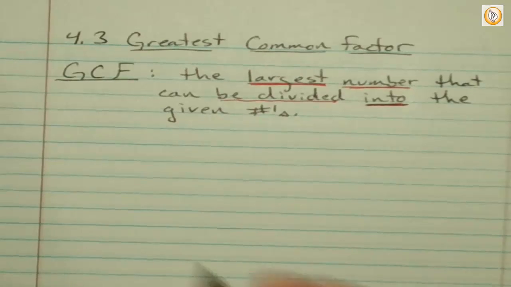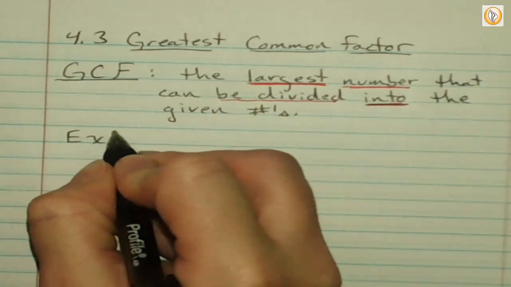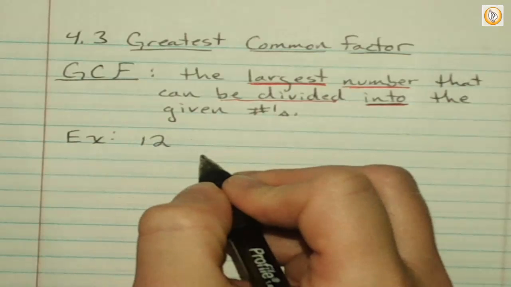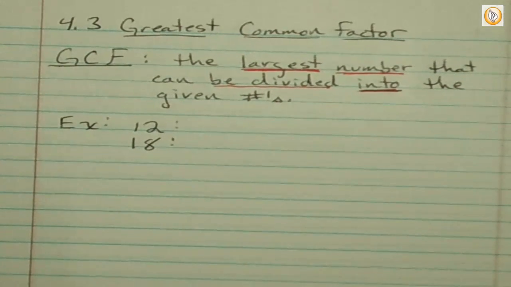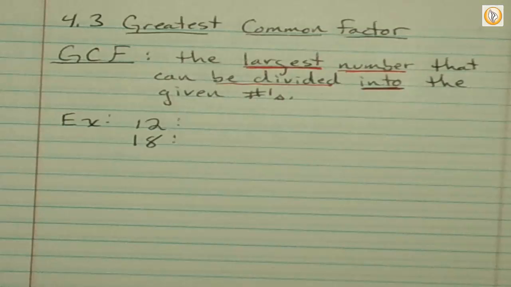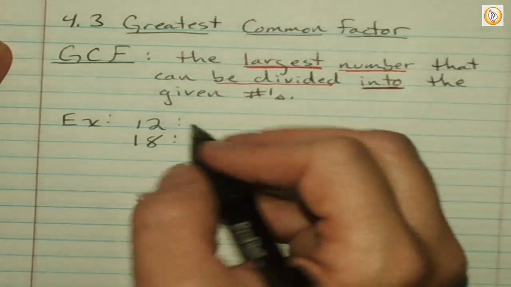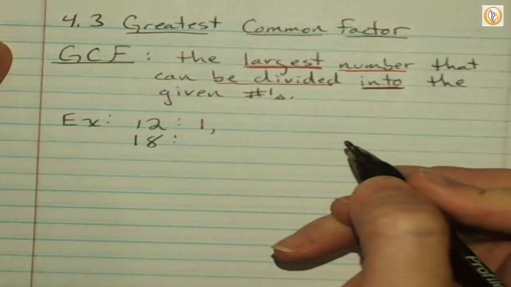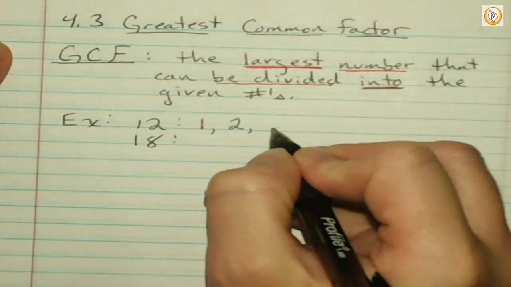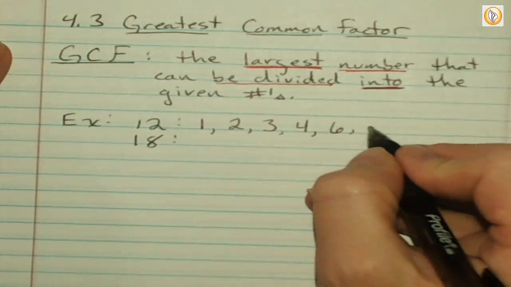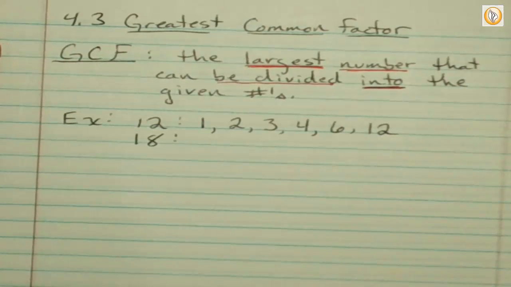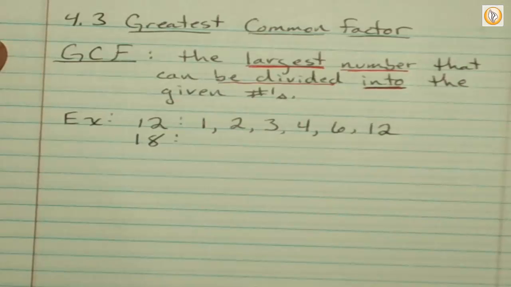Now, example. 12 and 18. Let's list all the factors. Now remember, there's a difference between factors and prime factors. I'm saying, what are all the factors of 12? Let's list them in order. First one's going to be 1. What would the next one be? 2, 3, 4, 6, 12. Those are all the factors that can go into 12 evenly.